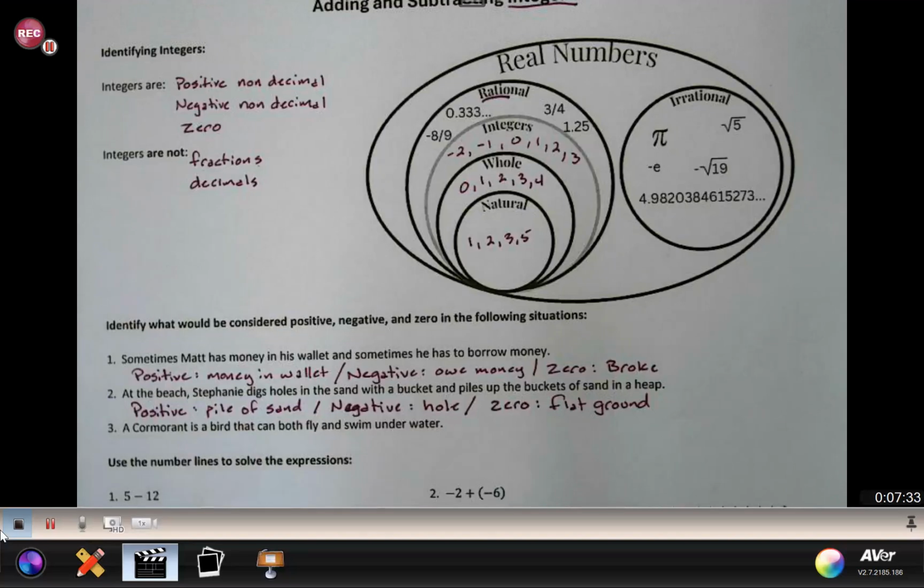All right, a cormorant is a bird that can both fly and swim underwater. In fact, they've been known to dive something like 250 feet under the water. So they don't just go a little under the water, they go pretty far into the water. So we've got a cormorant is a bird that can fly and swim under the water.